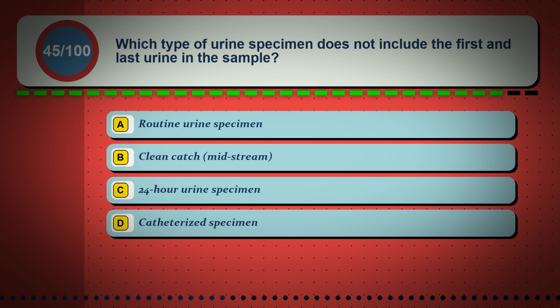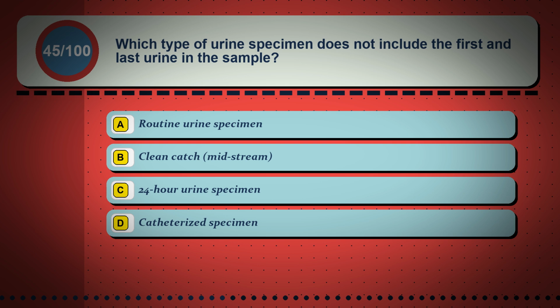Question 45. Which type of urine specimen does not include the first and last urine in the sample? Option A. A routine urine specimen. Option B. A clean catch, midstream. Option C. A 24-hour urine specimen. Option D. Catheterized specimen.